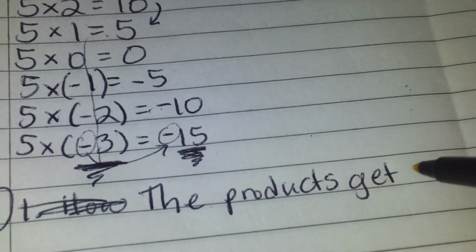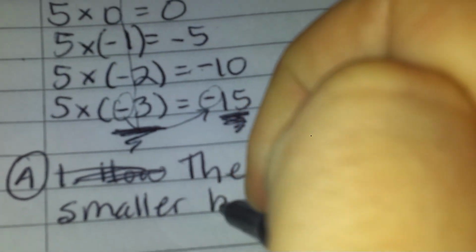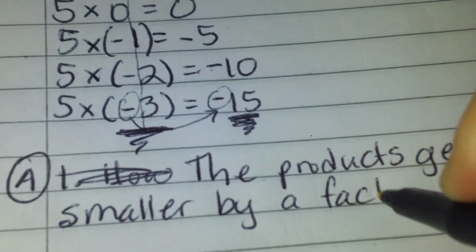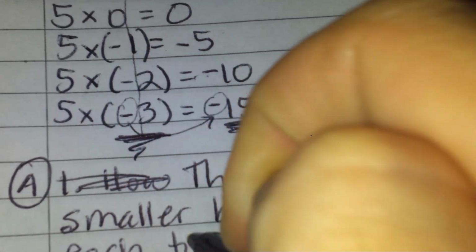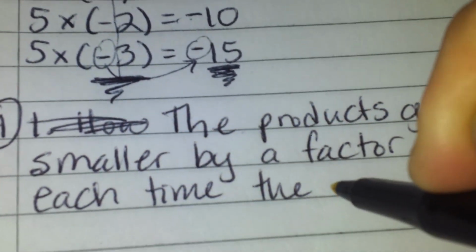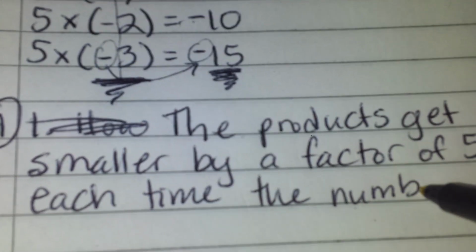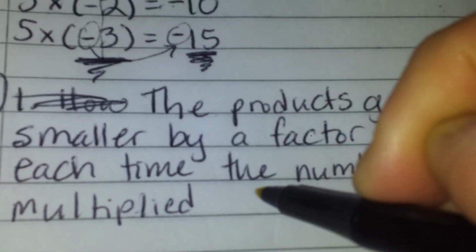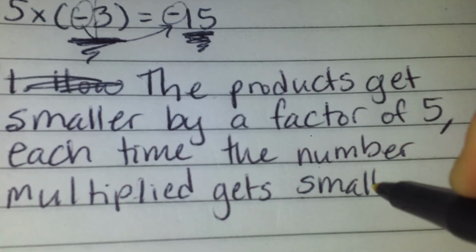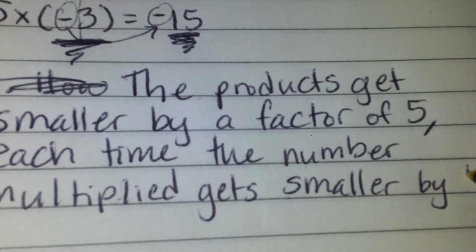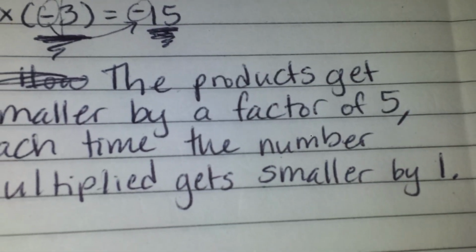So I could say in response to our question, the products get smaller by a factor of 5. Each time the number multiplied gets smaller by 1.